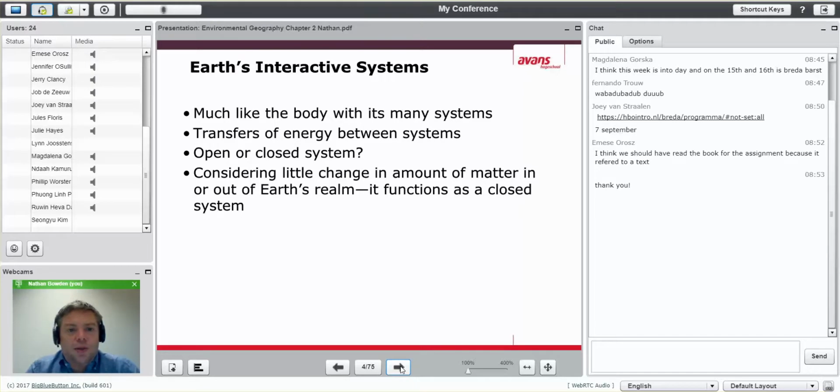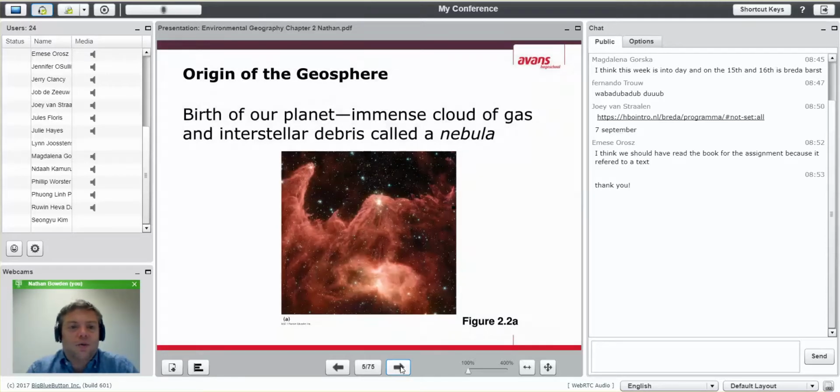Earth's systems are interactive, much like the body has its own systems. We have the nervous system, the digestive system, and they work together. The systems transfer energy between themselves. And then the question is, is it an open or a closed system? The Earth's four systems. The Earth itself is a closed system, but the four systems are open, right? We learned that last week. This is all a review.